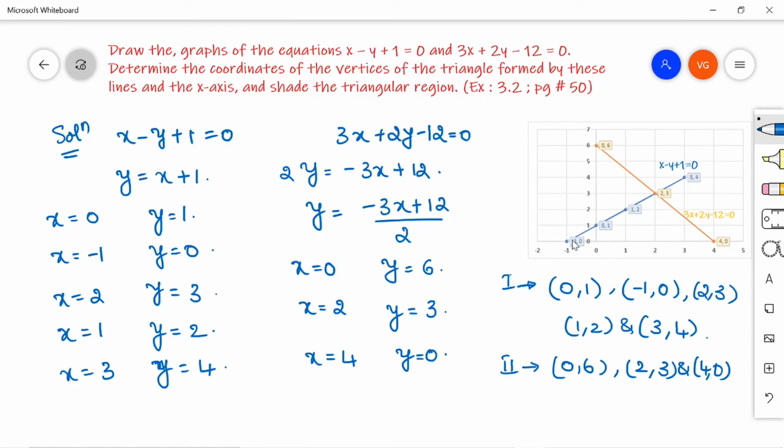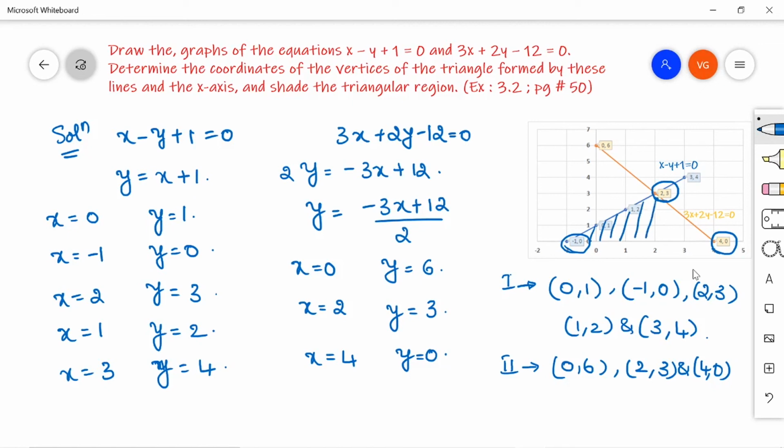Here we can clearly observe these two lines are making a triangle with the x-axis. As they are asking, you have to find the vertices of the triangle formed by the lines with the x-axis. So one point we have to consider with y is equal to 0 such that the line will touch the x-axis. So here these are the points that I am getting, that is (minus 1, 0) and (2, 3), (4, 0). These three are the vertices of the triangle that is formed with the x-axis.